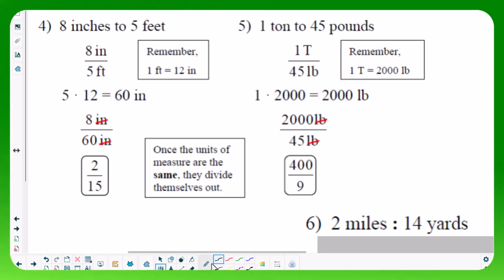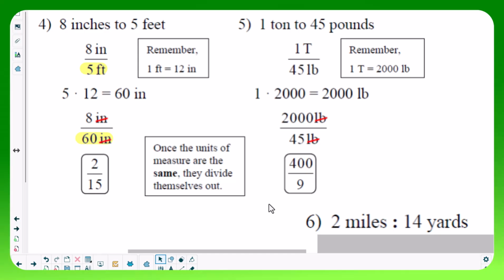So I'm going to highlight this for us so we can see this. We're going to replace our 5 feet with 60 inches. Those are equivalent or equal, meaning they represent the same thing. Once we have the same unit of measure, the 8 inches on the top and the 60 inches on the bottom, which used to be 5 feet, we can then simplify 8/60ths to 2/15. Let's take a look at another one.